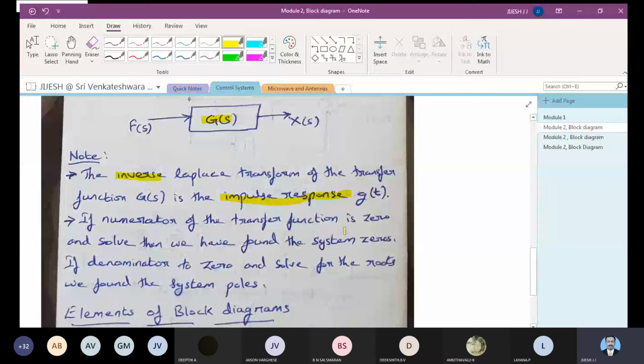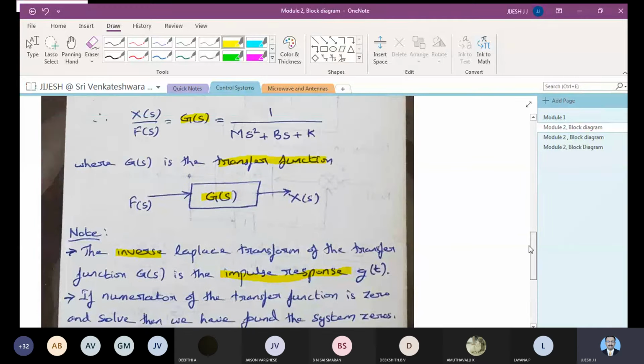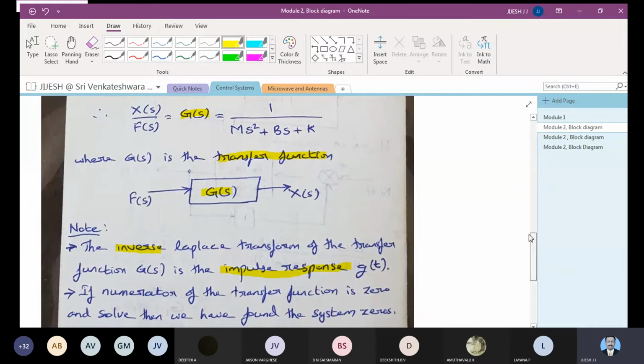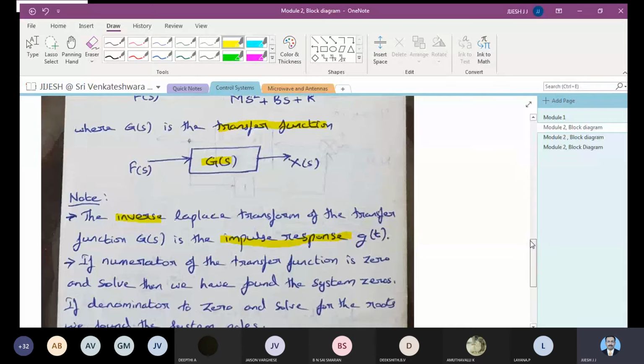One is called zeros and the other is poles. Poles and zeros we will study in much more detail further. As of now, I am just giving you an idea of how poles and zeros are found. They can be found by equating the numerator and denominator to 0. If you take the numerator to 0, you will find the zeros, and if you take the denominator to 0 and solve for the roots, you will find the poles.